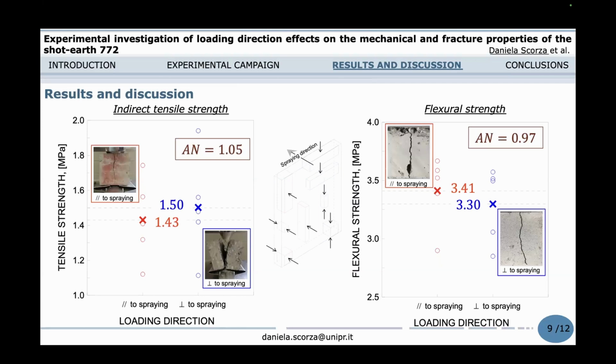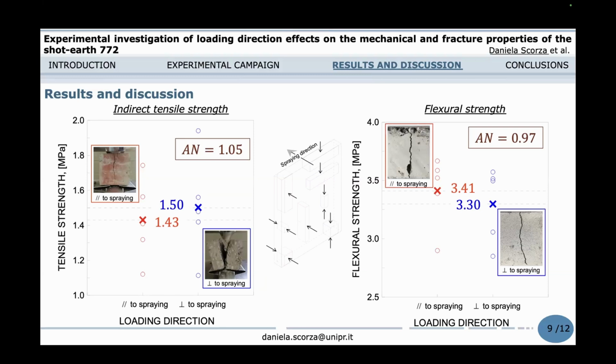The indirect tensile strengths are instead plotted in these pictures. We can observe that the mean value for the specimens loaded parallel to the spline direction is equal to 1.43, whereas a mean value equal to 1.50 is obtained for the specimens loaded perpendicularly. In this case, the relative difference is lower than 5%, and the anisotropy ratio is equal to 1.05.